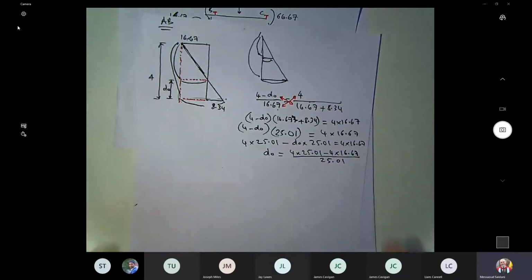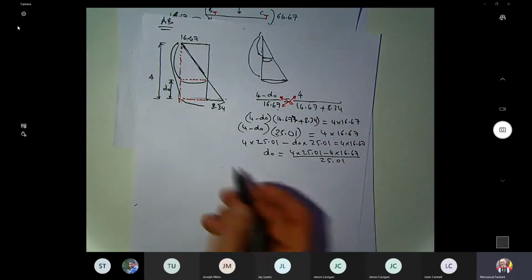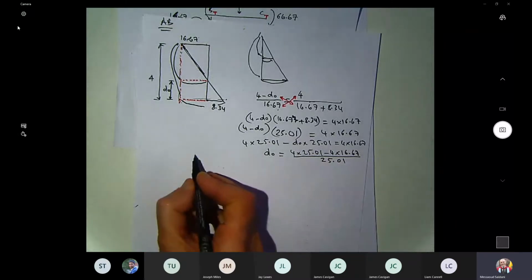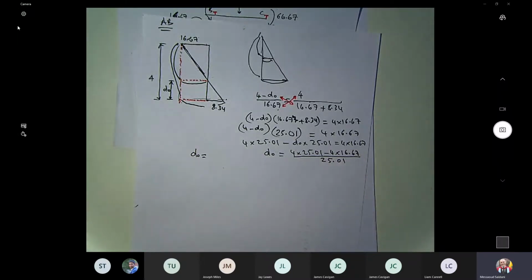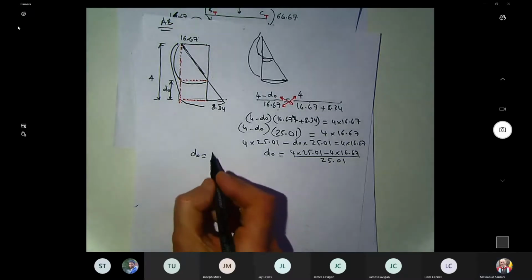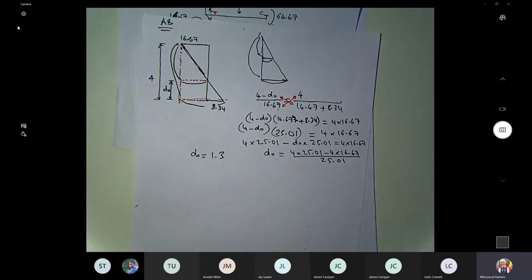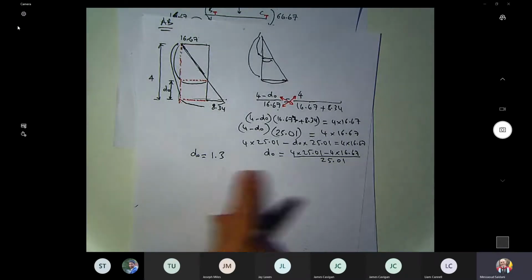If you've got a calculator, you can skip all this and do it in your calculator. I'm just trying to do it manually. So can you work this out, please, and give me D0? 1.3. Yes, to one decimal place. Do you agree, everyone? Please do check it.